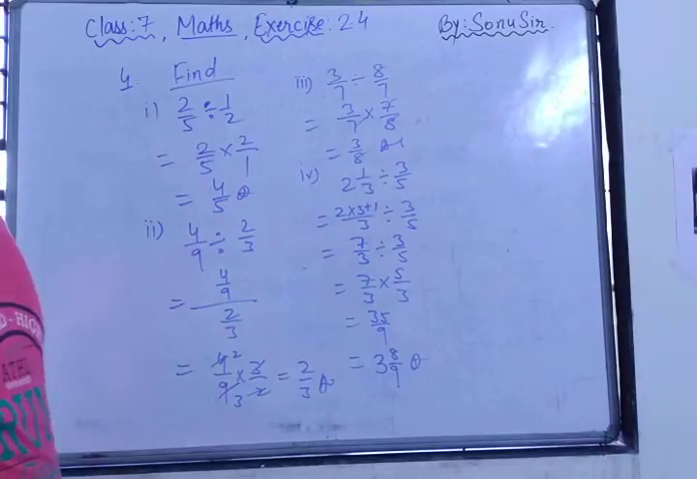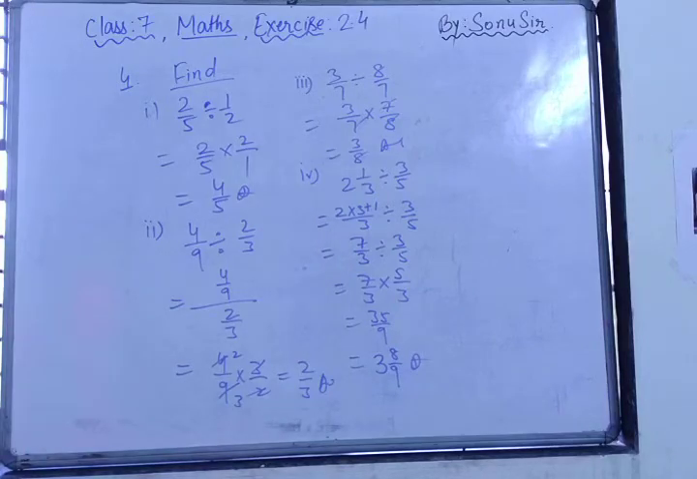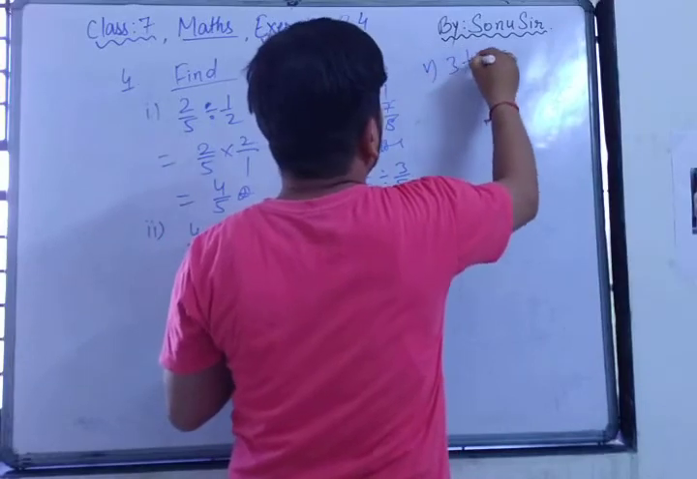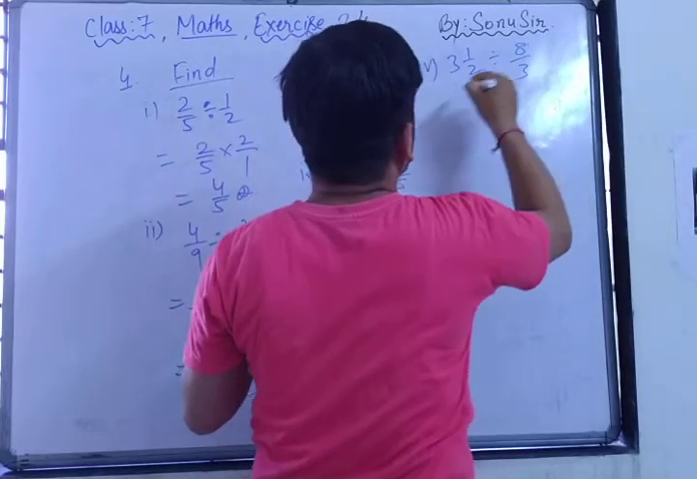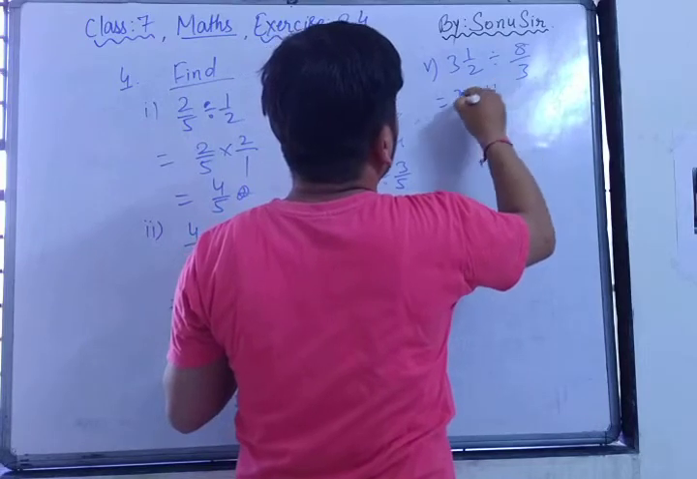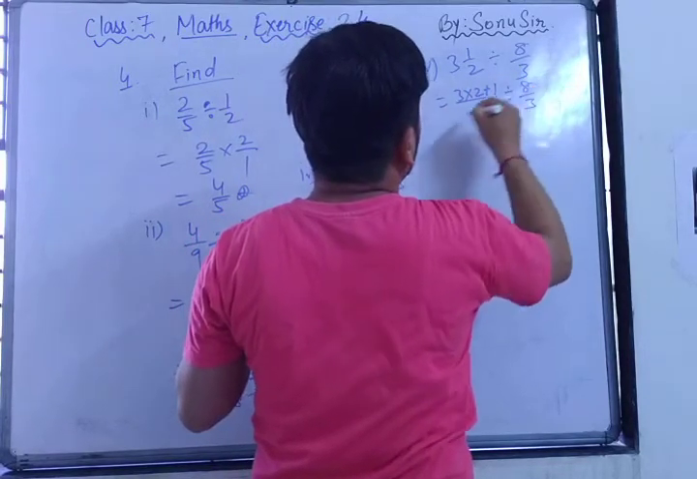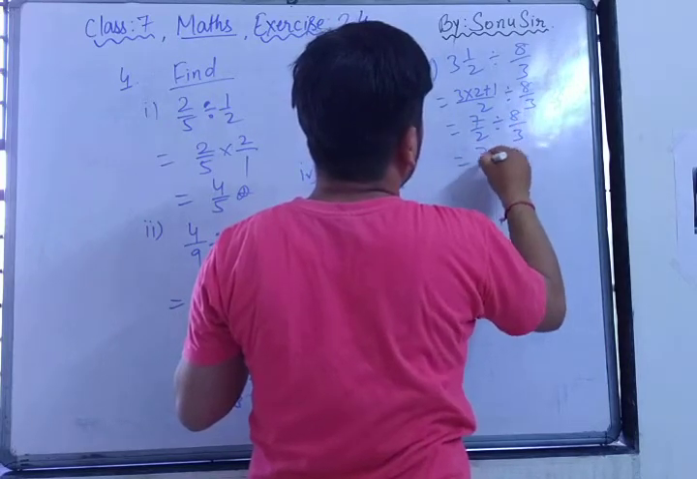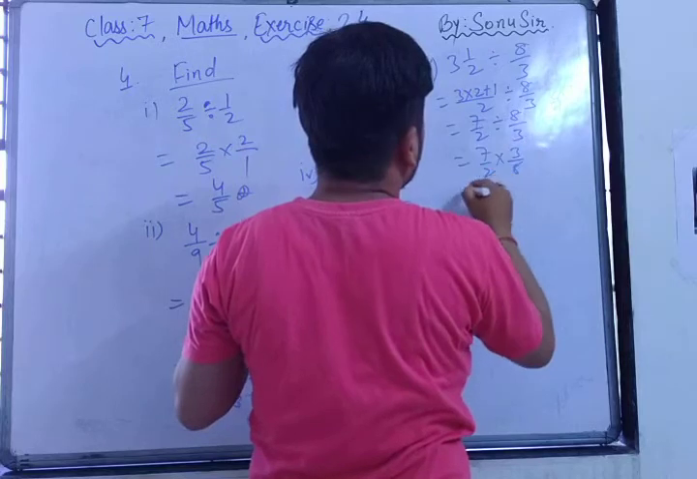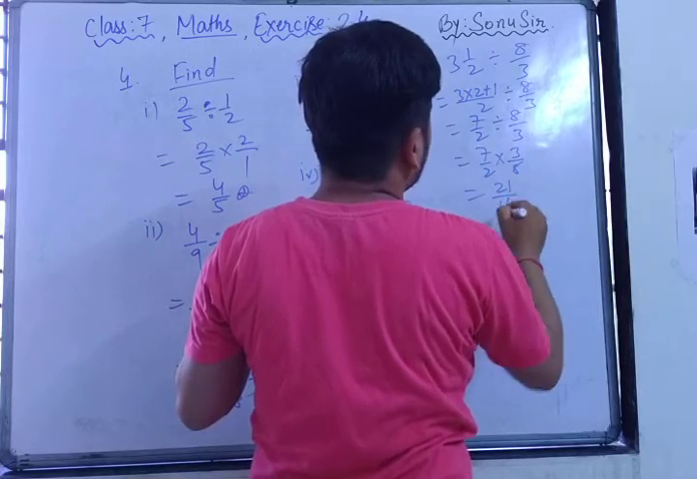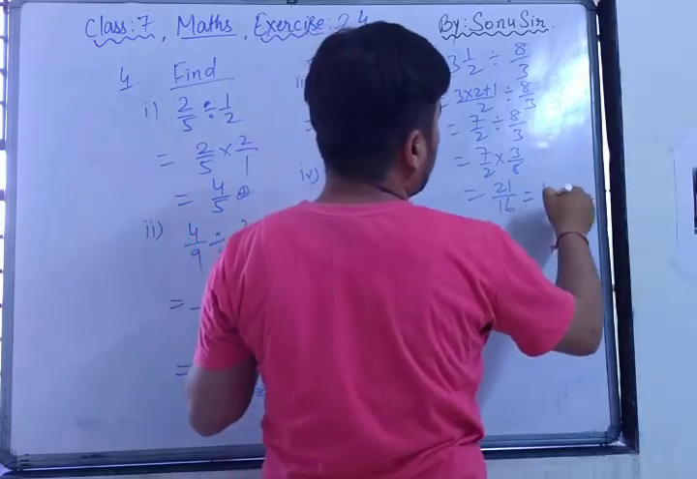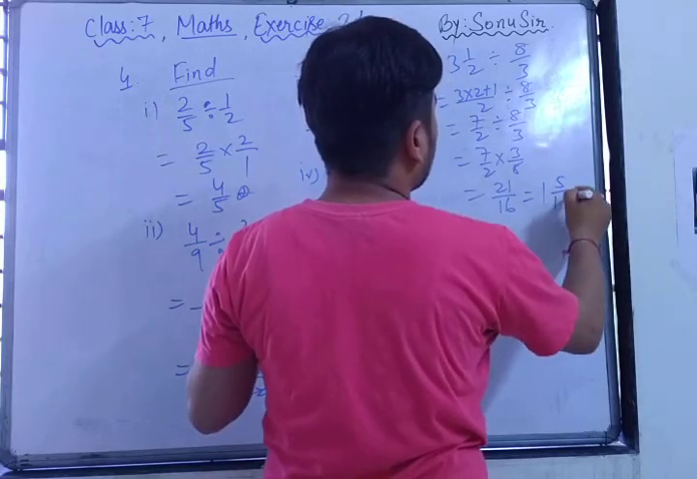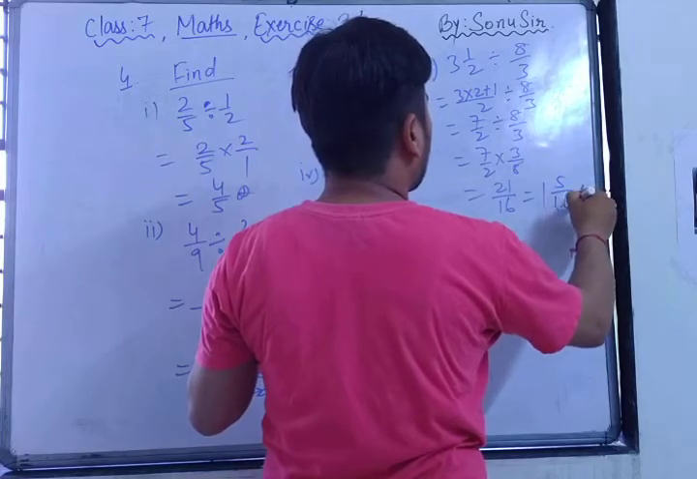What is question number 5? 3 into 1 by 2 divided by 8 by 3. Very easy. 3 into 2 plus 1 by 2 divided by 8 by 3. 3 2s are 6, 1, 7 by 2 divided by 8 by 3 is equal to 7 by 2 into 3 by 8. 7 3s are 21. 8 2s are 16. If you want to convert into the mixed fraction, 16 1s are 16, 16 plus 5, 21. So here this is your answer.